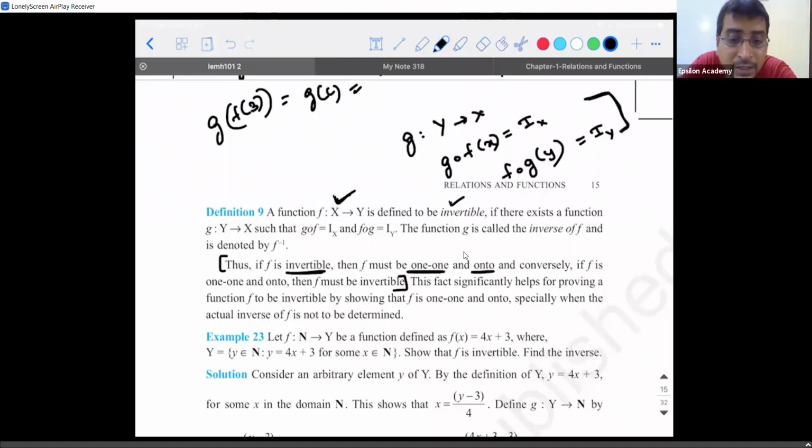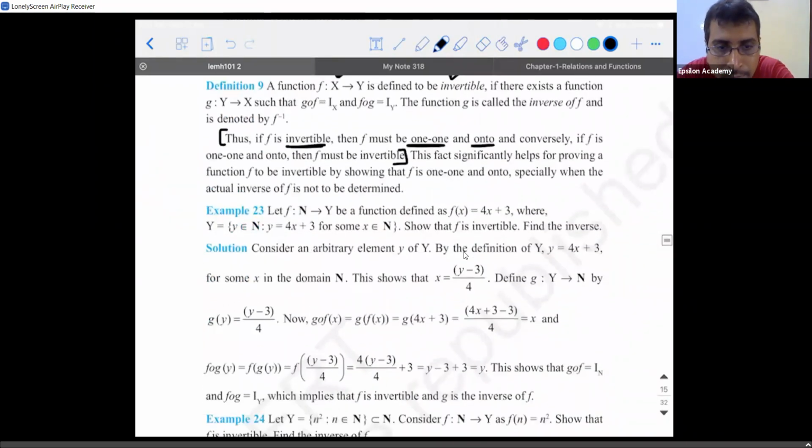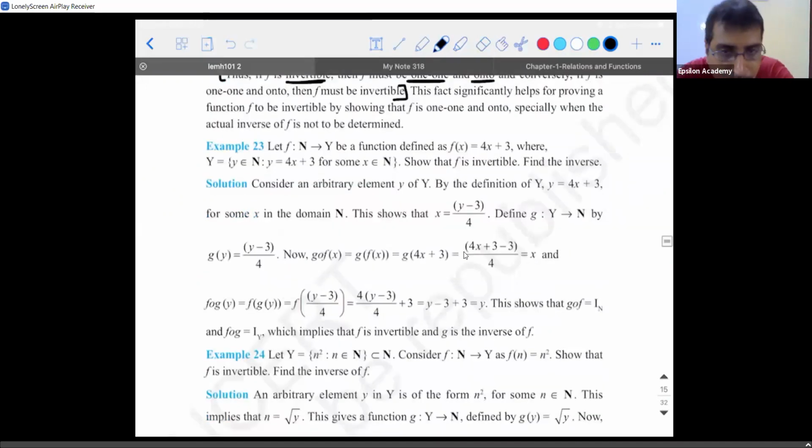It is not like proving that they are one-to-one and onto. Proving them as one-to-one and onto is not enough, because we have to go with the definition. We have to prove that when you do the composition of functions, you get an identity function. Then it is invertible. Okay.